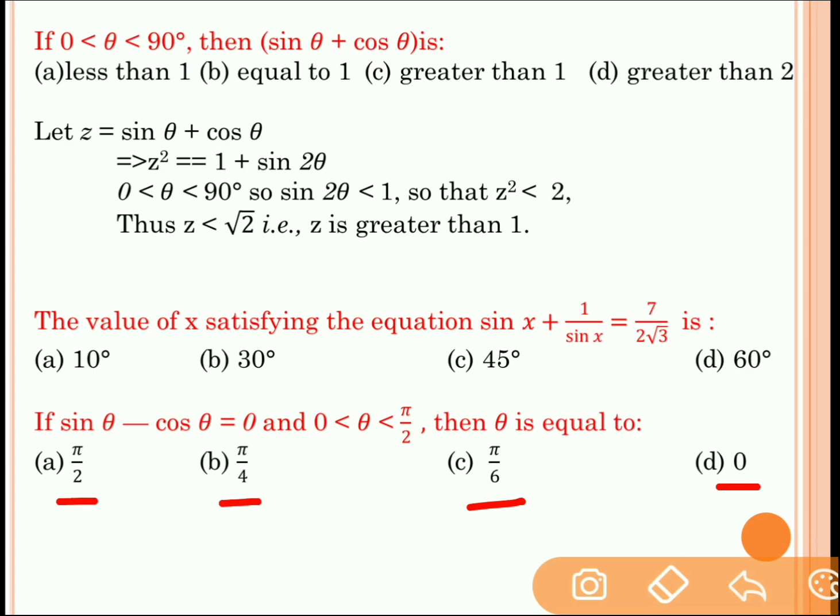Now if you check the value of sin theta and cos theta at theta equal to pi by 4, they are same. That is 1 by root 2 and 1 by root 2. So 1 by root 2 minus 1 by root 2 is equal to 0. So the answer for this question is option B.